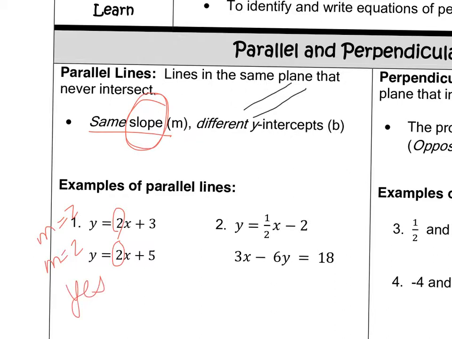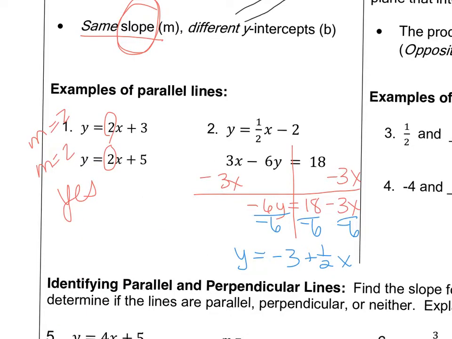Now I want you to pause your video and check number 2. Before you pause, in number 2, the second equation is not in slope-intercept form, and so you're going to have to solve it into slope-intercept form, or solve it for y, to check and see if the lines are parallel or not. So pause your video and decide if the two lines are parallel. Okay, so when I solved the second equation, I came out with a slope of positive 1/2. So since both of my slopes are positive 1/2, they are parallel lines.